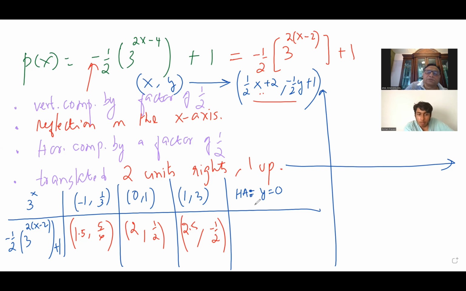So where will the horizontal asymptote be? For the parent function it is y equals 0. What will happen now? Y equals 1 will be the horizontal asymptote. When you plug in 0 here, you get 1. Correct? Okay, sir.